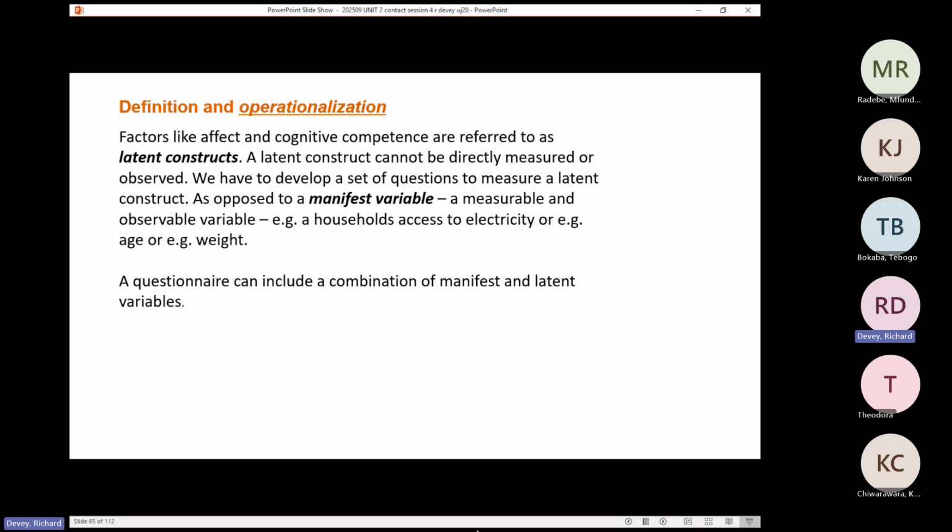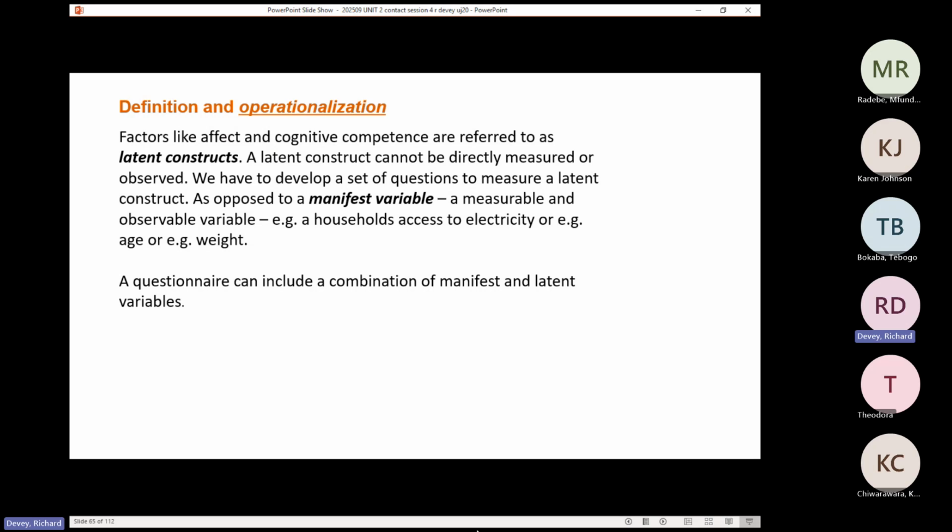Another example of a manifest variable would be access to electricity. You can go to a household and say, do you have electricity? Yes or no. You can also ask about the reliability of the electricity, and you can also observe that, so you can see it when you see the lights on in the evening. You know that house has got access to electricity. So that's a manifest variable.